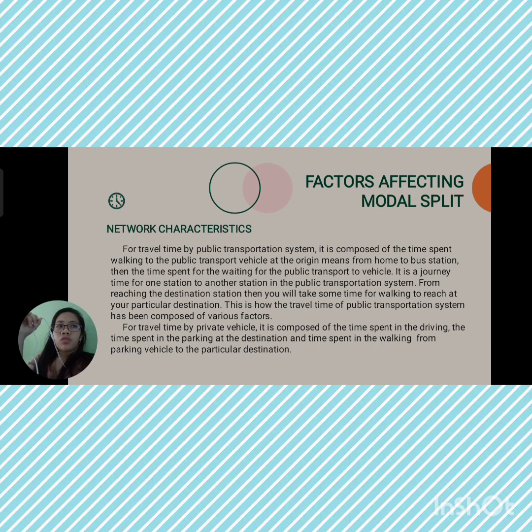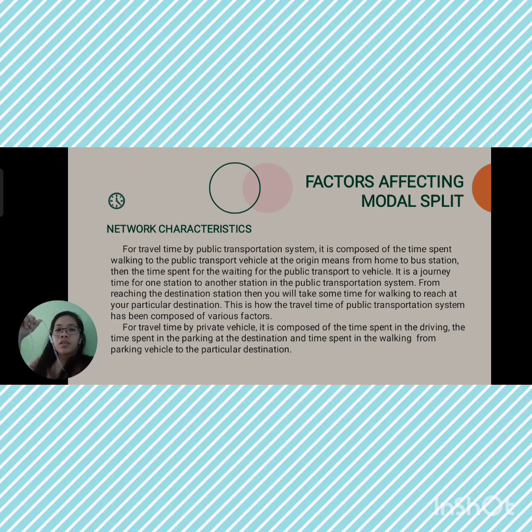It is a journey time for one station to another station in the public transportation system. Ang oras nga imong gilaan para sa pagbaklay paingon dito sa public transport vehicle and sa paghulat sa public transport vehicle para nga ikaw makasakay. From reaching the destination station, then you will take some time for walking to reach at your particular destination. This is how the travel time of public transportation system has been composed of various factors. Sa network characteristics, oras nga gikwenta gikan sa imong pagbaklay gikan sa imong balay paingon dito sa station nga tuwa dito ang public transport vehicle.